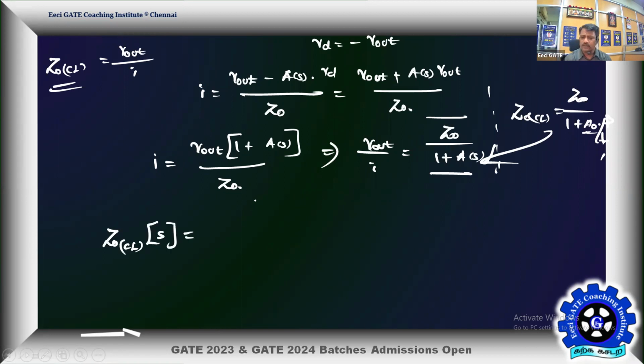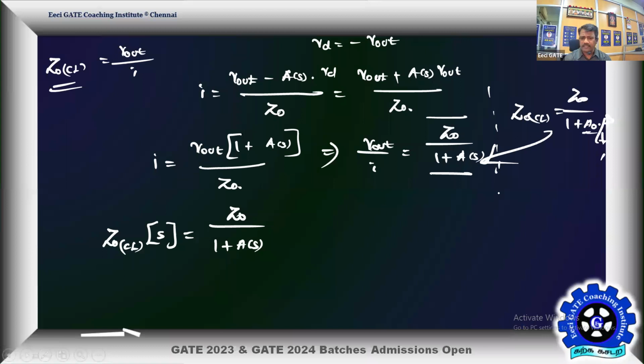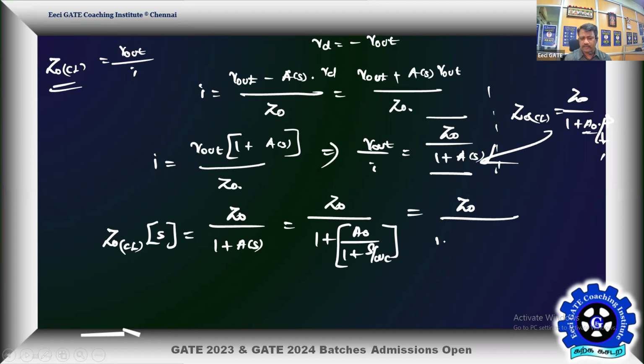What is that? That is equal to Z naught divided by 1 plus A of S. What is A of S? Already assumed, A of S in terms of open loop gain A naught and S by, there is a cutoff frequency omega C. So replace this. So then you will get Z naught by 1 plus A naught by 1 plus S by omega C. It's a low pass. So considering this, then you'll get Z naught divided by 1 plus S by omega C plus A naught, and the numerator is going to become 1 plus S by omega C.